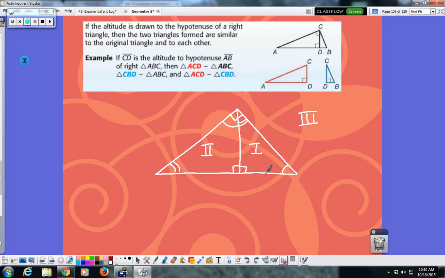Now, if you're talking about 1 and 3, it's a completely different correspondence. 1 versus 3. In triangle 1, this is the shortest side. In triangle 3, which is the whole triangle, this is the shortest side. You have a correspondence there. In triangle 1, this is the medium side, which would correspond with this side in triangle 3. And in triangle 1, this is the hypotenuse, which would correspond with this hypotenuse in triangle 3. So you've got three similar triangles. Anytime you've got an altitude drawn in a right triangle, it splits it into three similar triangles.